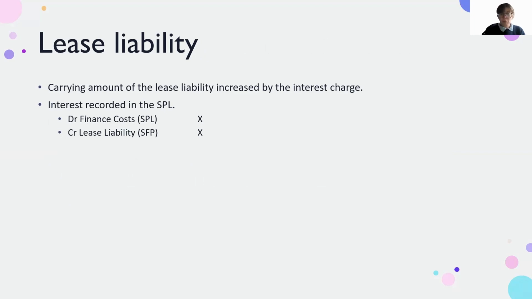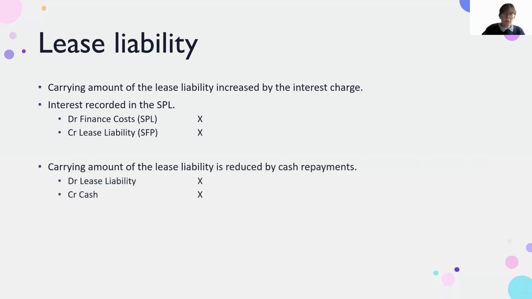In order to record this in our financial statements, we would need to record our finance costs as a debit in our statement of profit or loss, whilst crediting the statement of financial position with the lease liability. We would then also need to record the carrying amount of the lease liability, because ultimately it is going to be reduced by any cash payments. So in order to do this, we would need to debit our lease liability and credit our cash account.